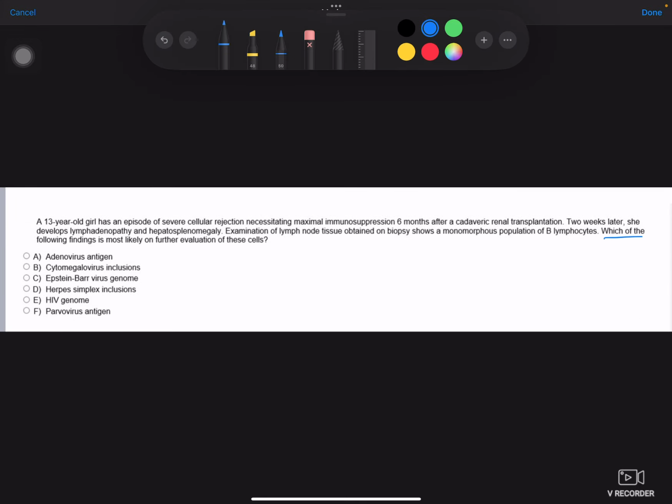So next is, which of the following is the most likely on further evaluation of the cells? A 13-year-old girl has an episode of severe cellular rejection necessitating maximum immunosuppressants for a transplant. Two weeks later, she develops lymphadenopathy and HSM. Lymph node biopsy shows a monomorphous population of B lymphocytes. You should immediately think EBV. Answer is C.